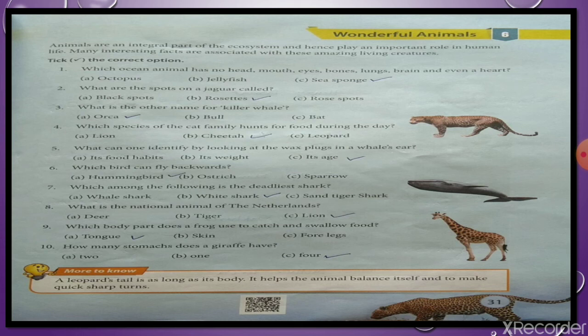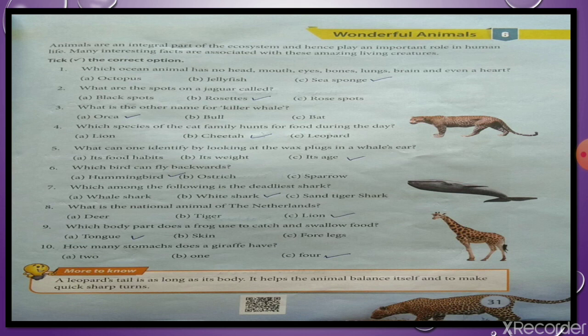Now, sixth one, which bird can fly backward? So we know hummingbird can fly backwards also. Which among the following is the deadliest shark? White shark is the deadliest shark. Now, what is the national animal of the Netherlands? Lion is the national animal of Netherlands. Which body part does a frog use to catch and swallow food? So we all know. Tongue is the body part which frog use to catch and swallow food.